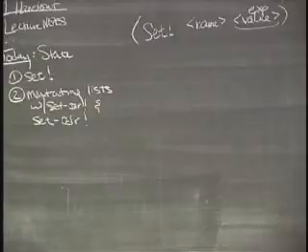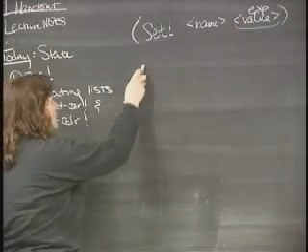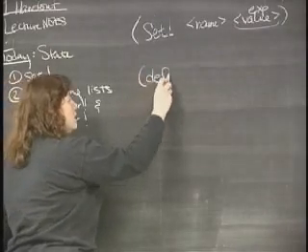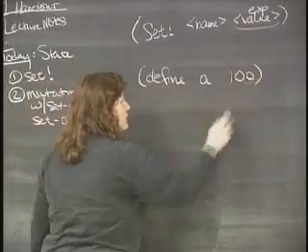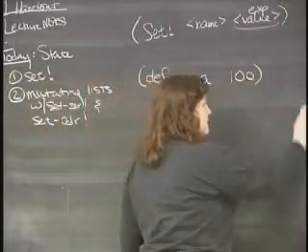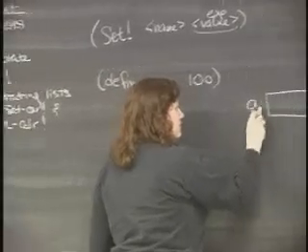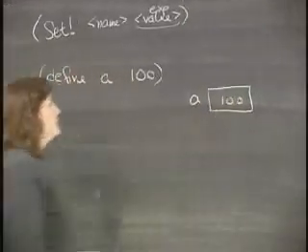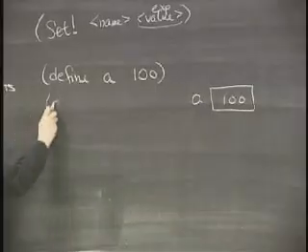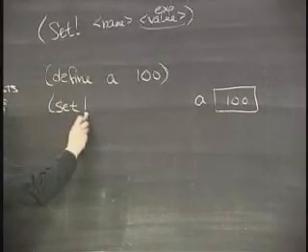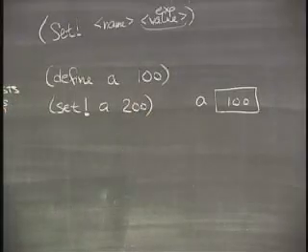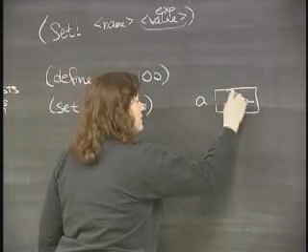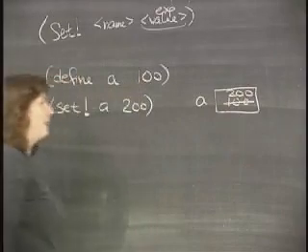Now, how is this different from define? So let's say we define A to be 100. So we've got some slot over here in memory, 100. Now we can say set bang A 200. And that will change its value there.